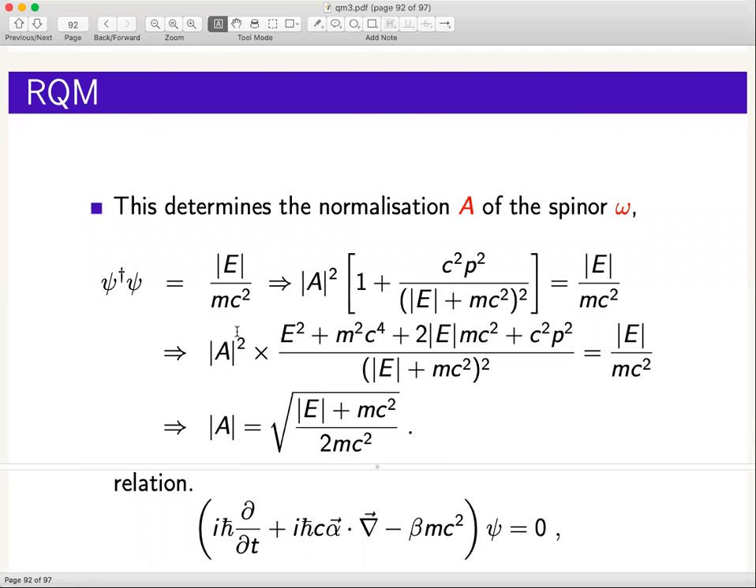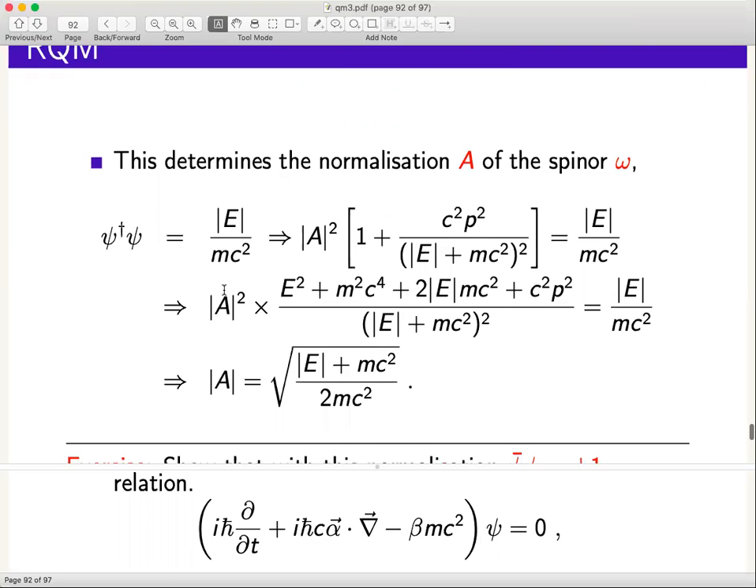Okay, that multiplied by mod a squared should be equal to this. Clearly, one of the mod E will cancel, mc squared goes on the other side, and mod a squared is equal to 2 mc squared upon one copy of the denominator is equal to 1. Okay, that tells you that mod a should be the square root of that quantity inverse. So that is how you derive the normalization of the spinor.